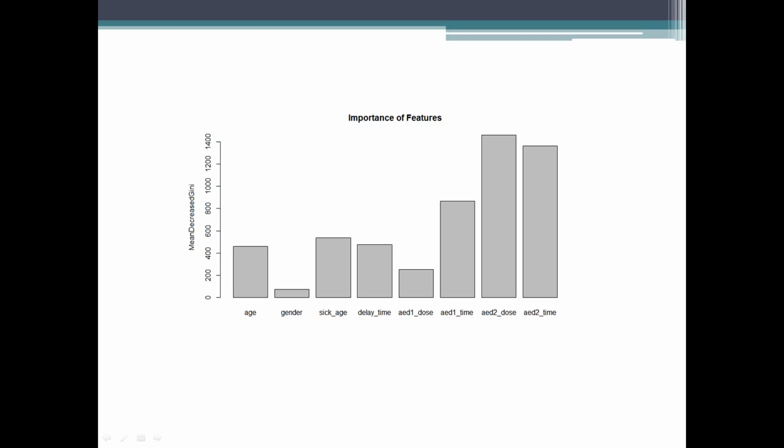As you can see in the importance of the features, the AED1 time, the first drug time, the second drug dose and the second drug time contribute the most information to the prediction. So they are the most important features. Basically, if we just take a couple of these top 3 features, you can probably predict DRE or non-DRE pretty well. Also, gender, as you can see here, doesn't contribute much.